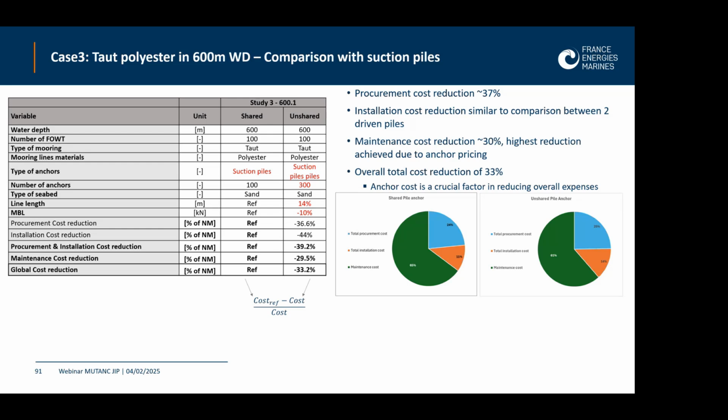So it can be seen that the anchor cost is a crucial factor in reducing overall expenses. For example, for the procurement cost, the anchor cost is a huge part, with 32% of procurement cost coming from anchor compared to mooring line, compared to the other cases.